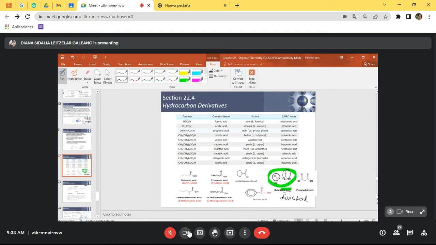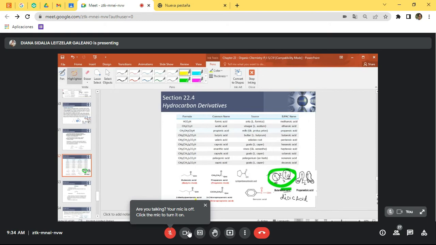Here are the two carboxylics. Again, the two carboxylics. 1, 2, 3. 3 carbons, propane, dioic. 1, 2, 3, 4. 4 carbons, butane, dioic. That's when we have two carboxylic acids in the same molecule.